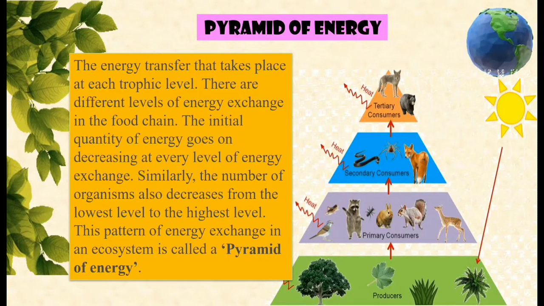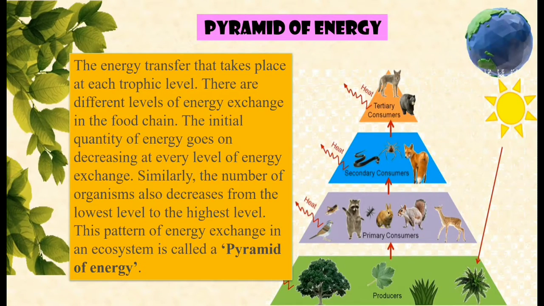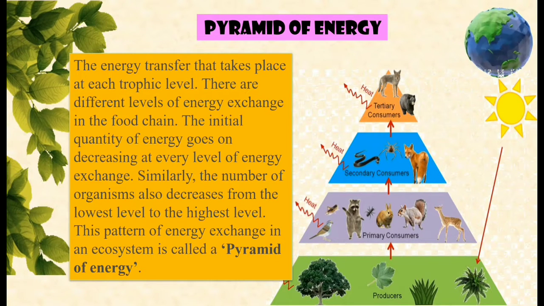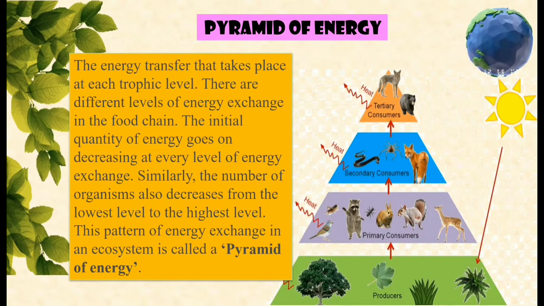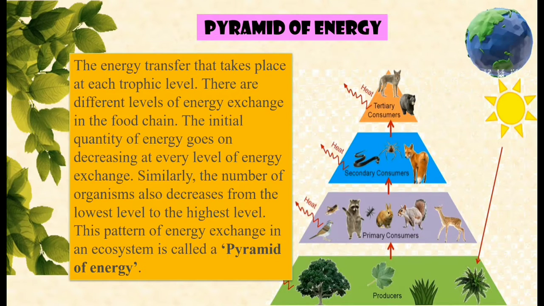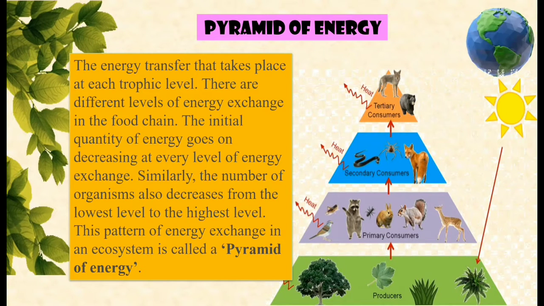Next we move on to the pyramid of energy. Now you remember the pyramid that I had shown you all. Here you see at the base is the producer, that is the plant. Now the energy transfers that take place at each trophic level. There are different levels of energy exchange in the food chain. At each level, energy exchange takes place. Okay, from producers it goes on to the primary consumers, from the primary consumers it goes on to the secondary consumers, from secondary consumers it goes to the tertiary consumers, and at each level heat is given out. Okay, so there are different levels of energy exchange in the food chain.